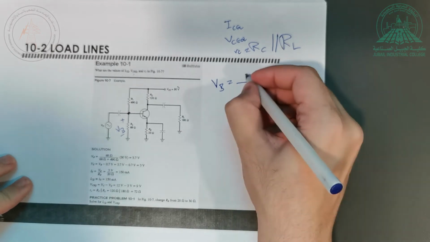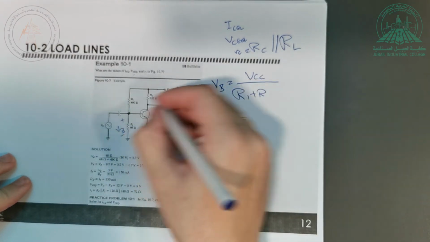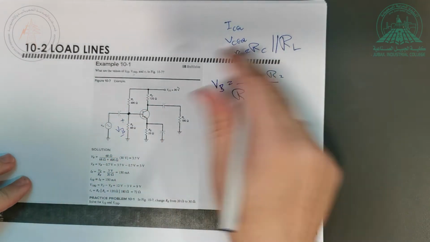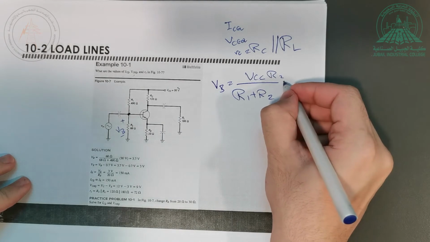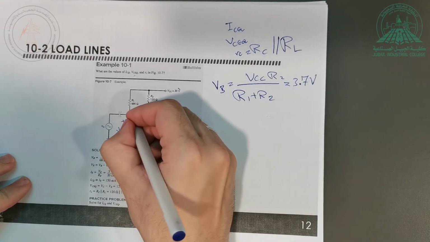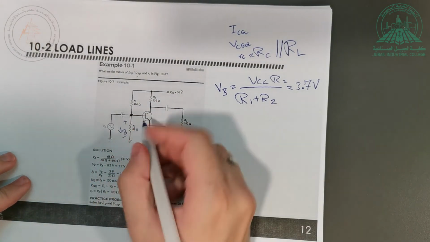So it's equal to VCC divided by R1 plus VCC multiplied by R2, the voltage here, divided by R1 plus R2. Voltage divider rule. So if I do that, how much do I get? It will be equal to 3.7 volt. And the voltage here is equal to 3.7.